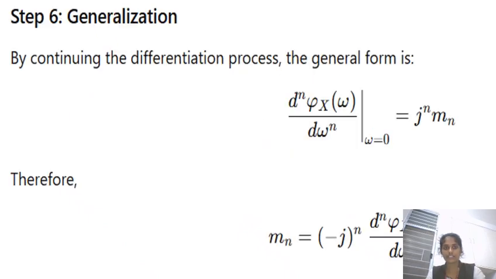Step 6. Generalization. By continuing the differentiation process, the general form is dⁿφx(ω)/dωⁿ at ω = 0 equals jⁿ mn. Therefore, mn equals −jⁿ dⁿφx(ω)/dωⁿ at ω = 0.